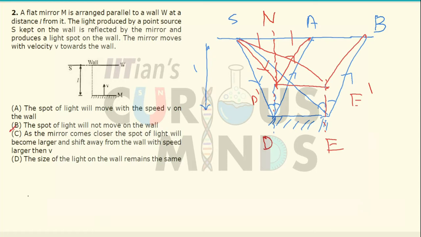So let us see the correct answer. The correct answers are option number B, the spot of the light will not move on the wall, and the correct answer is D, that is the size of the light on the wall remains same regardless of whatever is the distance moved by the mirror.